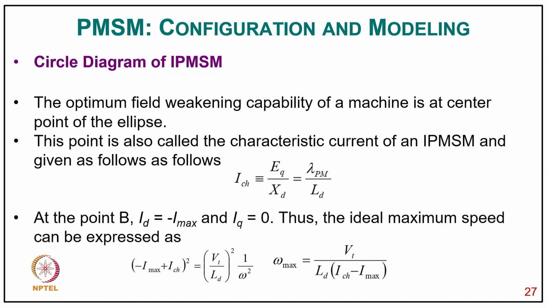So the optimum field weakening capability of the machine is at the center point of the ellipse, and this point is also called the characteristic current of an IPMSM, given as follows: I_CH equals E_q upon X_d, equals lambda_PM upon L_d. So at the point B, I_d equals minus I_max and I_q equals 0. Thus the ideal maximum speed can be expressed as (minus I_max plus I_CH) squared equals (V_t upon L_d) squared into 1 upon omega squared, or omega_max equals V_t upon L_d times (I_CH minus I_max).